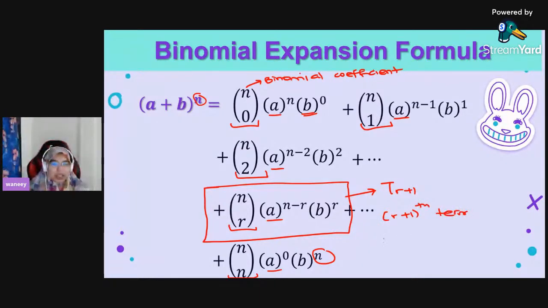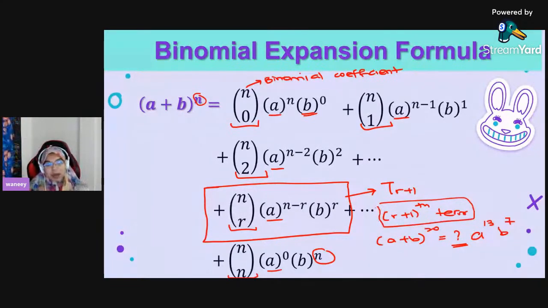So let's say you have (a plus b) to the power of 20, and I don't really want to expand everything, but I want to find some specific term. Then I'm going to use this formula, T(r plus 1), to find a specific term. For example, I want to find the coefficient for a to the power of 13, b to the power of 7. So I want to get the coefficient of this one. Therefore, I'm going to use T(r plus 1). But this one, we will go into tomorrow, on Wednesday.